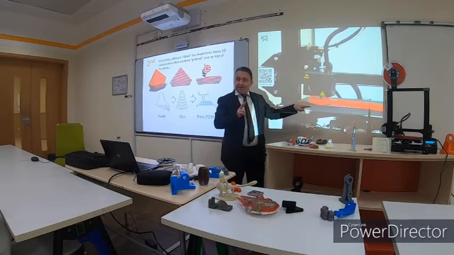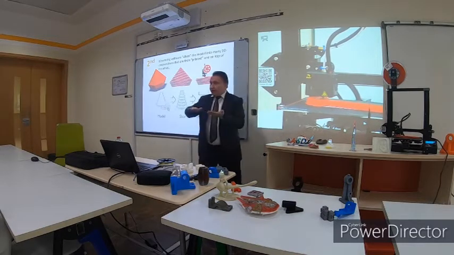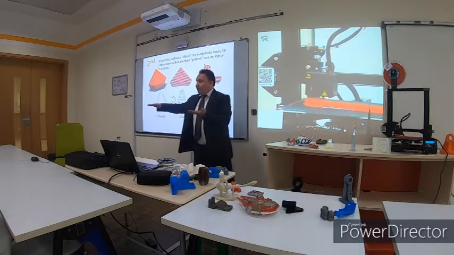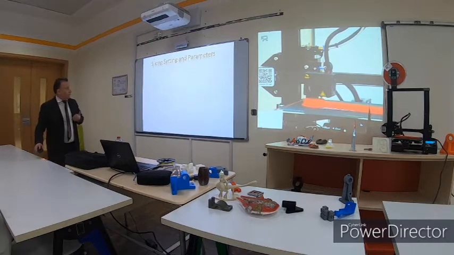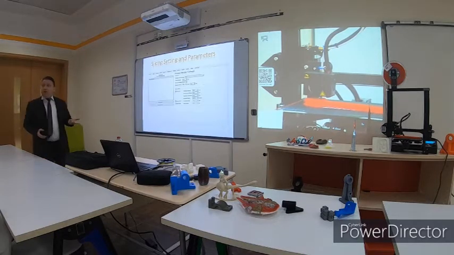Now it prints in 2 axes, X and Y, X and Y. At a certain level, after it finishes, it will move up and build again. So that's why this one is sliced. Okay? What we need to know, is it just easy?